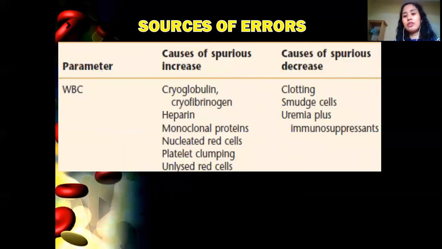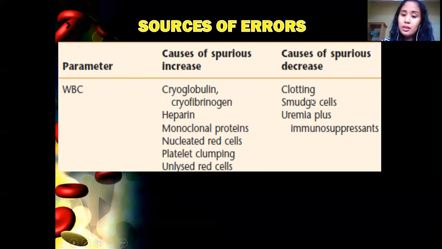Ito, sources of errors, class. I want you to memorize this one. What can be the sources of error? So, example, increase ng WBC. Ano ba yung mga ka-size niya? Ito, I told you a while ago: platelet clumping or giant platelets, nucleated red blood cells, unlysed red blood cells. Heparin apparently can increase the count. Hindi naman tayo class nag-heparin sa CBC, di ba? Ang heparin ginagamit siya sa osmotic fragility test.